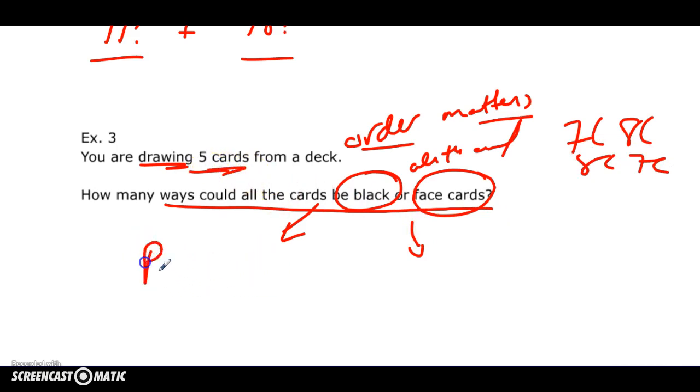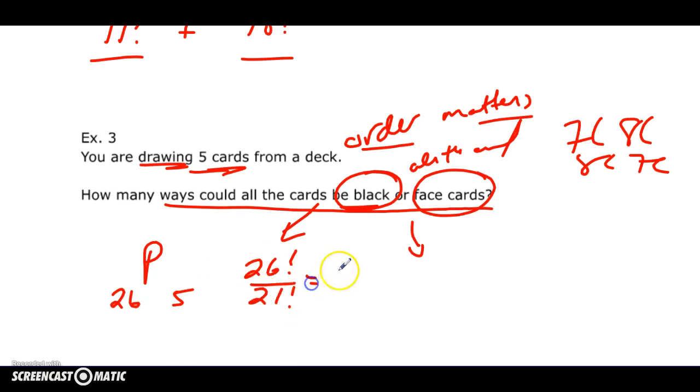So this is from yesterday. We use this notation here. There are how many black cards in a deck? Half of them, so there's 26. So it'll be 26, 5 out of 26 permutations here. So how does that work? 26 factorial over. Remember how we worked this out? 26 subtract 5 is 21, 21 factorial.